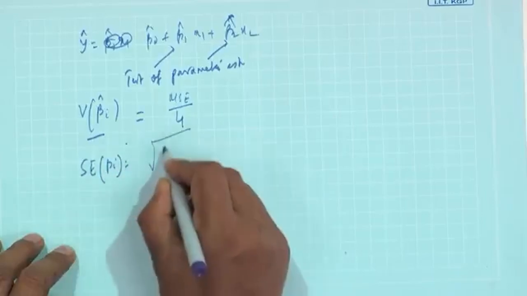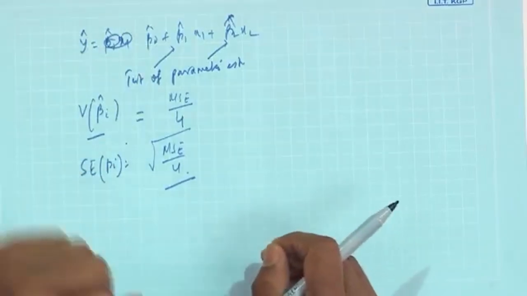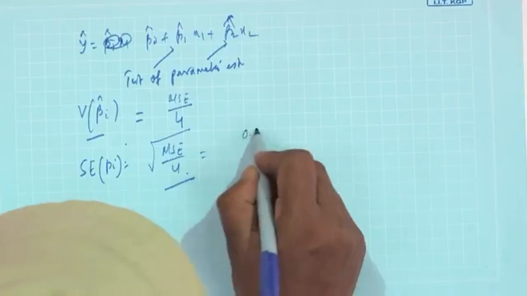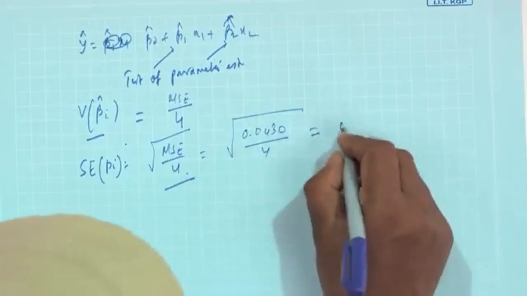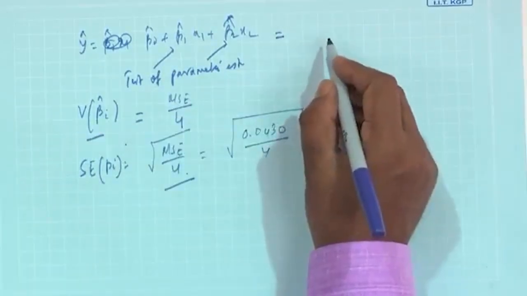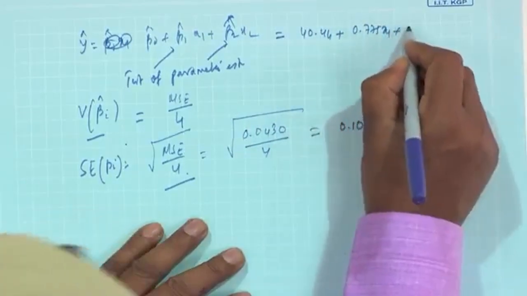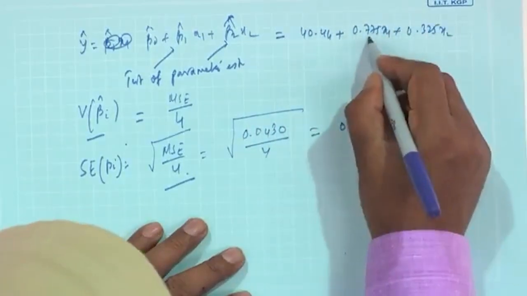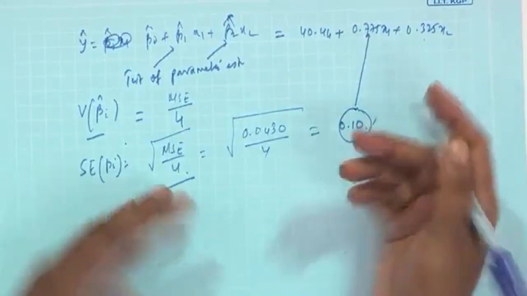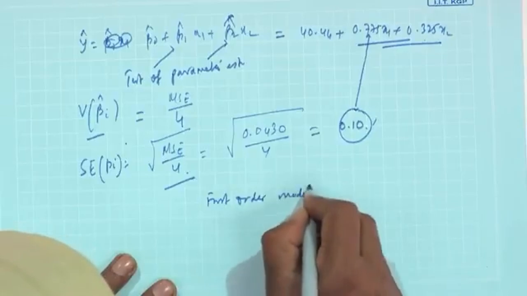So, the standard error of beta i you have to find out, this is the square root of MSE by 4. Because of this coding, all the variables are from minus 1 to plus 1, so the standard error of beta i will be equal for all the coded variables, and this is nothing but the square root of 0.0430 by 4, which is 0.10. Now, the estimated regression model is 40.44 plus 0.775 x 1 plus 0.325 x 2. With reference to the estimated values, the standard error is very low, and using the t test you will find out that they are significant. So, the first order model is fit.